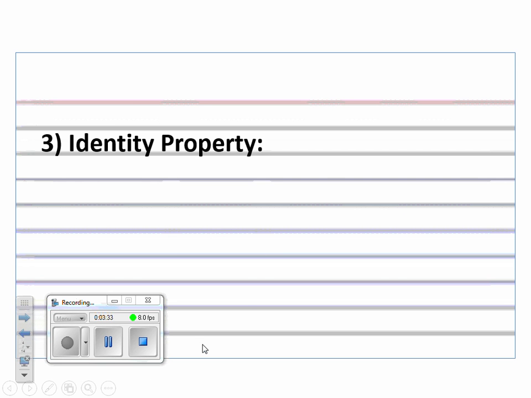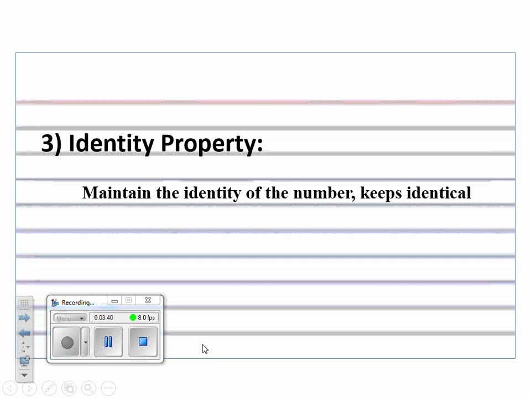The next one is the identity property. And if you think of the word identity, you know, you're trying to keep yourself the same. You're maintaining the same number. You want to keep it identical. So for identity property of addition, what would we do? If we had any number, 5, 6, A, what would we add to that number so that it stays an A? Well, we would add 0. Adding 0 keeps the numbers identical.